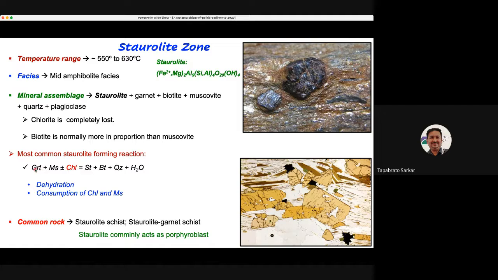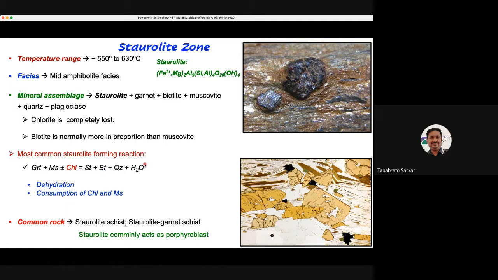But dominantly, what you see is garnet plus muscovite. So whatever muscovite is present now reacts with garnet to form staurolite. As in the garnet zone, there is much more garnet present, and muscovite is lost much more. Therefore, what you see is the formation of staurolite and more biotite. So the rock increases in staurolite and biotite, the prevalence of biotite increases, and biotite becomes a dominant schistose mineral in these rocks.